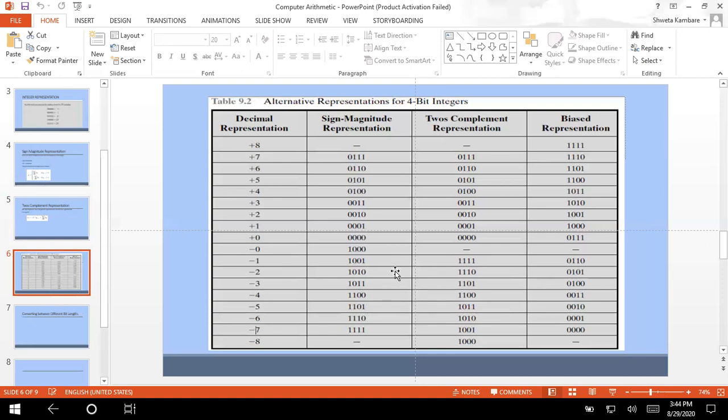Okay, so that was all about integer representation. We'll stop here. We will see our next point in our next lecture.